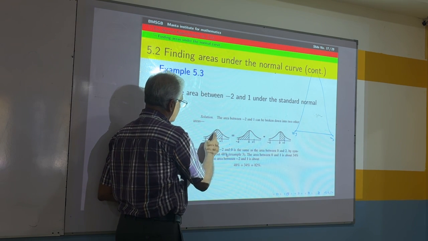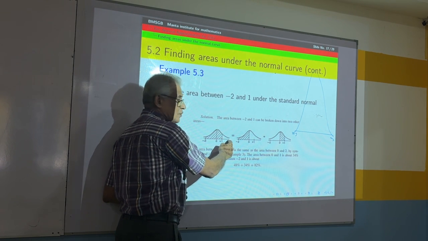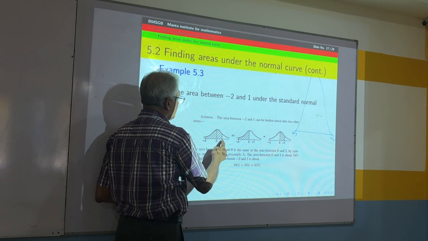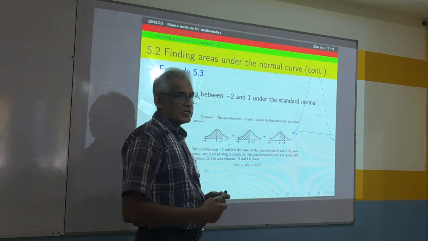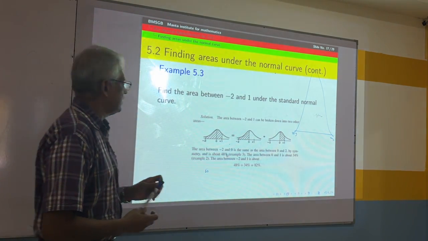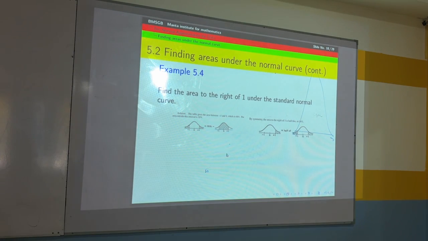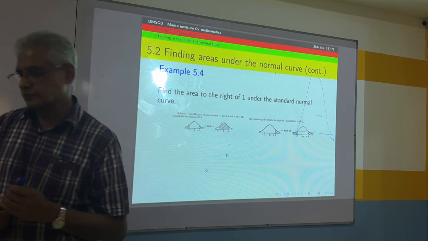Right? So this area is equal to half of the area between -2 and +2. This area is again half of the area between +1 and -1. So by adding those two, you can find out the area. So it's 82%. Like that, you can find out any type of area using this table.